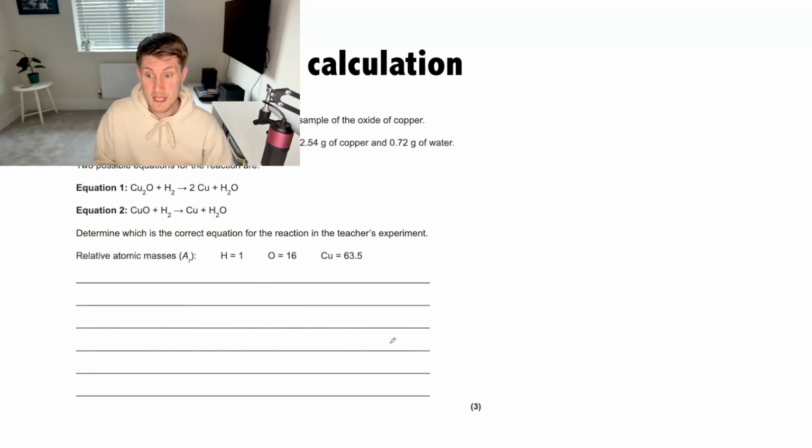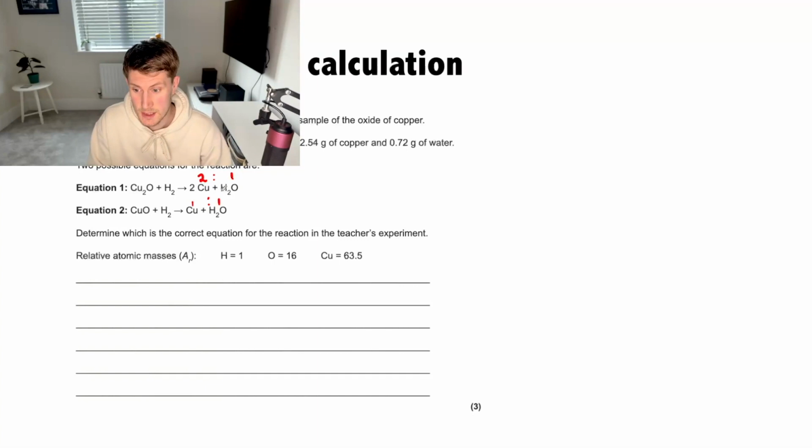So the teacher repeated the experiment with a different sample of oxide of copper. We don't know what that is. And the teacher found that the oxide of copper produced 2.54 grams of copper and 0.72 grams of water. And then it shows us two possible equations. So equation 1, where we have 2 lots of copper to form 1 molecule of water, and equation 2, where we have 1 copper to 1 water. So that ratio again, we have the 2-to-1 ratio here, and we have the 1-to-1 ratio here. 2 lots of copper to 1 water, or 1 copper to 1 water. Hopefully you can see that.